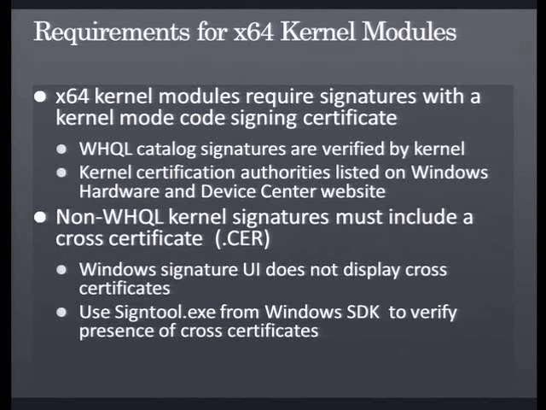Now, it's worth noting that in the Windows signature UI, where you right-click, go to Properties, File Properties, Digital Signature tab, the actual cross certificate won't necessarily be displayed. In order to see the cross certificate, you need to use signtool.exe from the Windows SDK, and you need to use the verbose output to verify that the cross certificate is in fact in the certificate chain and is present in the signature.